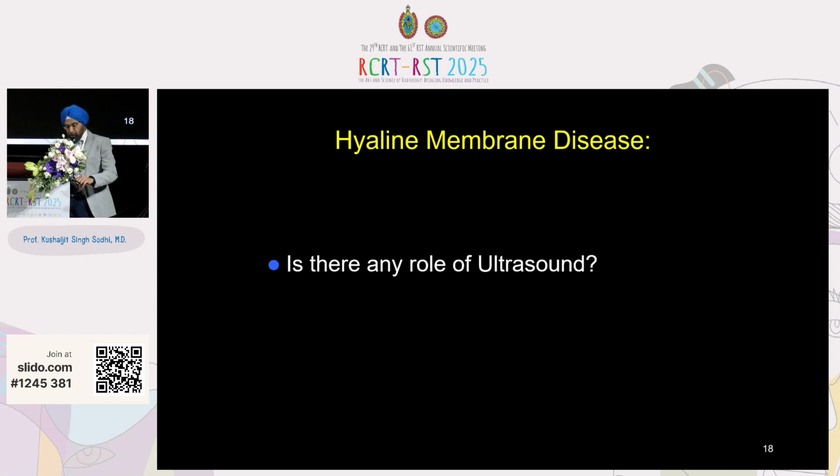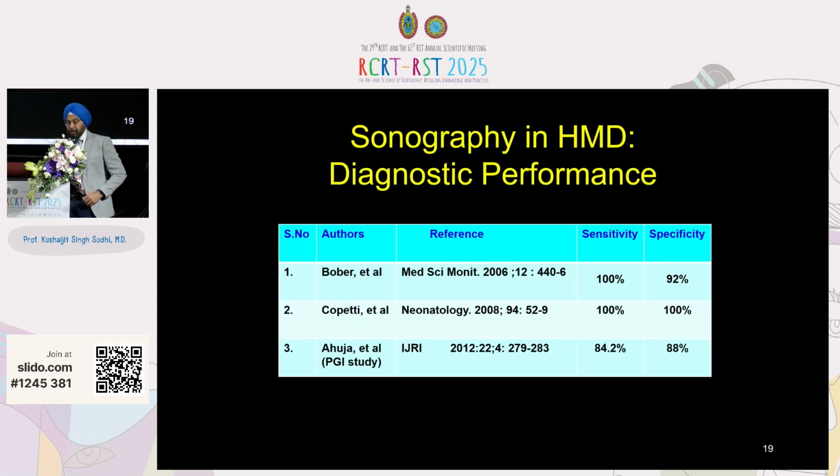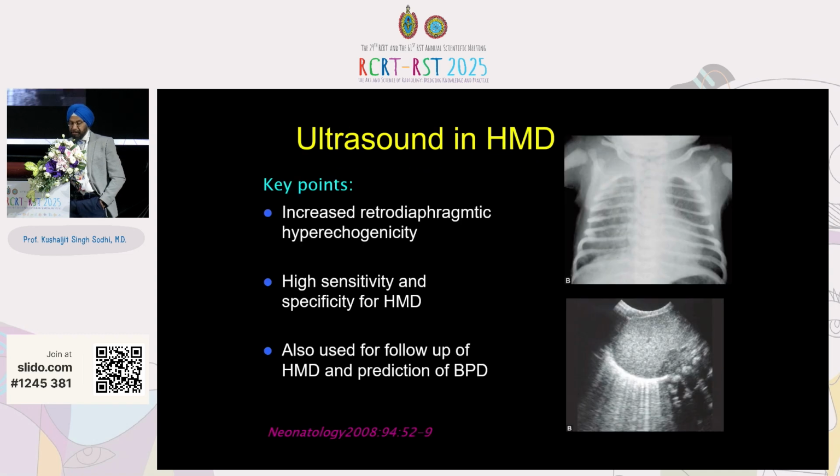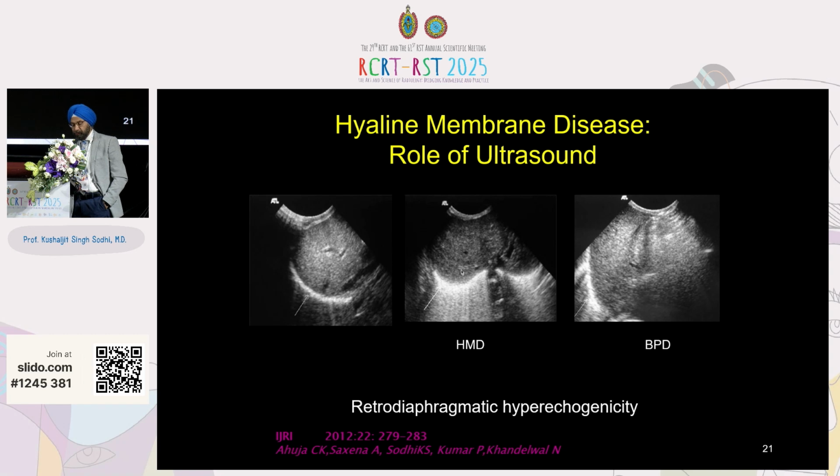So is there any role of ultrasound? Yes. There are a lot of studies looking at the role of ultrasound in hyaline membrane disease. What you can do in ultrasound, as seen in the X-ray, is there's a specific finding here, that is increased retrodiaphragmatic hyperechogenicity, which is seen in hyaline membrane disease, which is said to be very highly sensitive and specific for this particular disease entity, and you can use this for follow-up of hyaline membrane disease and for prediction of bronchopulmonary dysplasia as well.